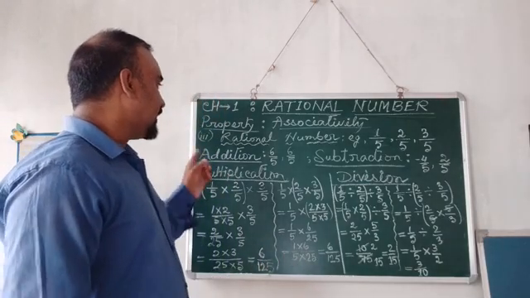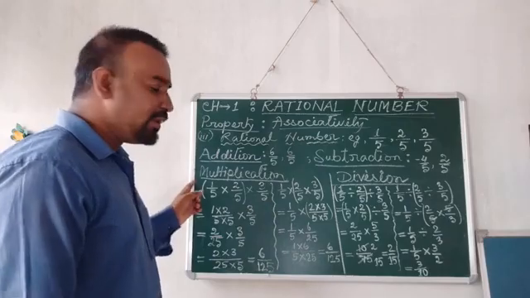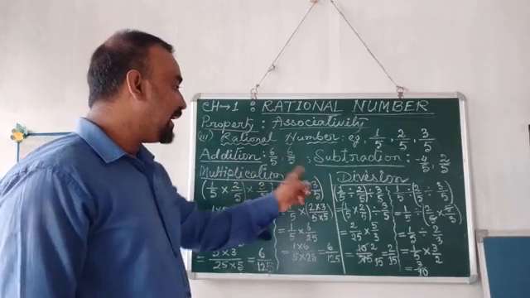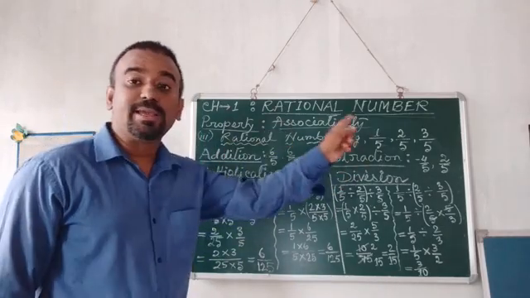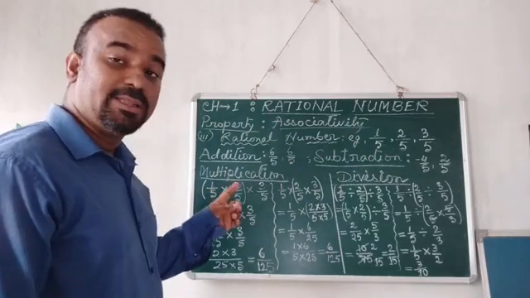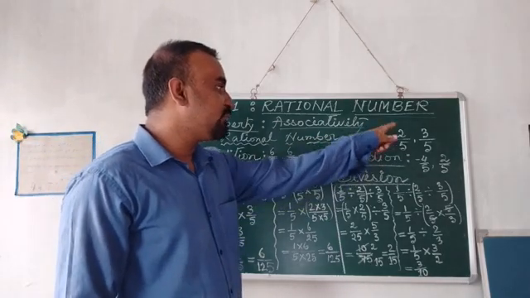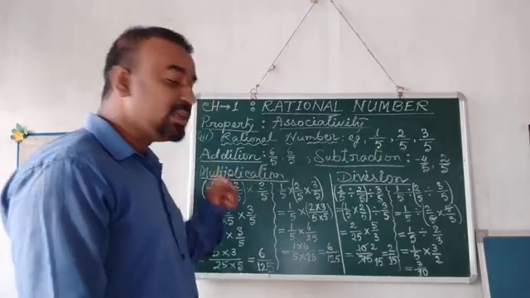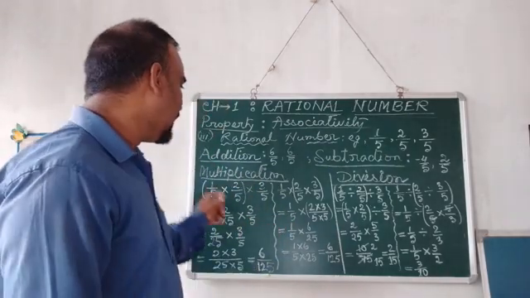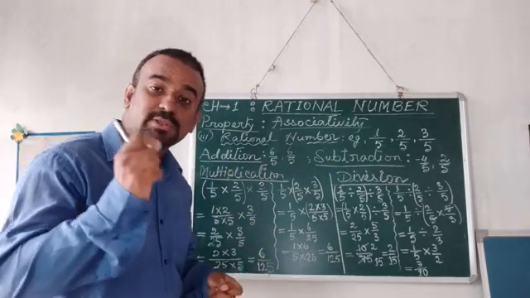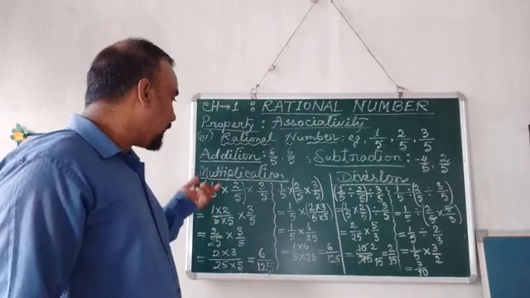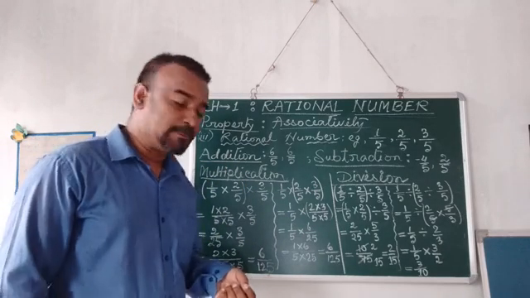For rational numbers, we will now see multiplication and division, and the property will be associativity. The examples that we took were 1 by 5, 2 by 5 and 3 by 5. These three examples we will utilize to find out the associativity property for multiplication.